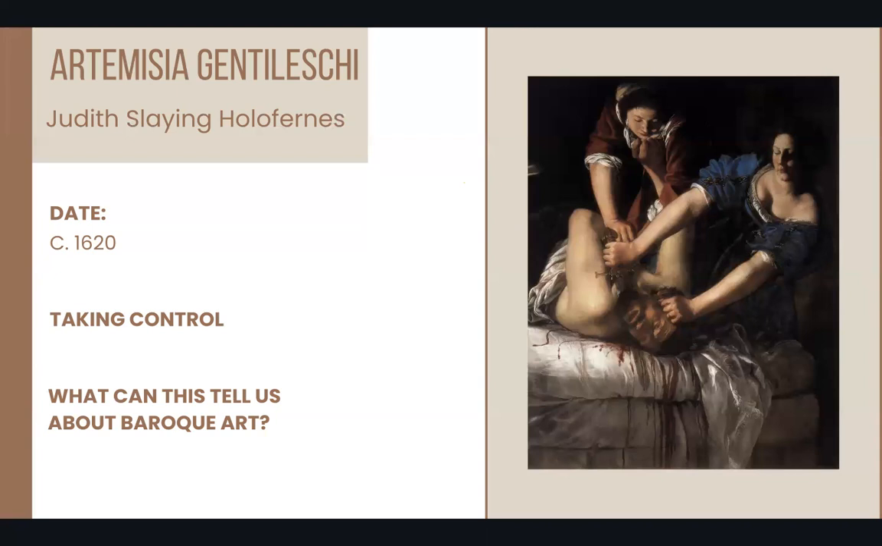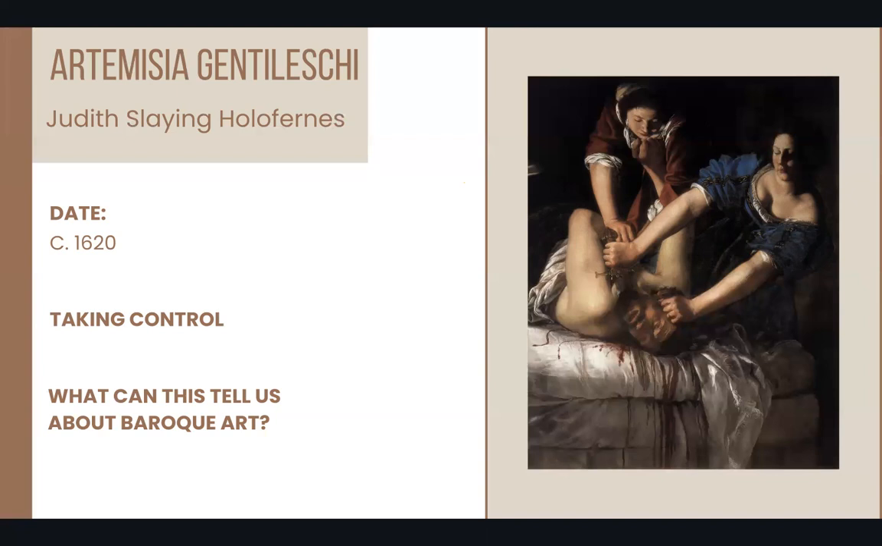Now, if you look, we don't really have a setting. The story tells us that it takes place at night in a tent, so it makes sense that it was dark, but Artemisia is using this to her advantage. Not only does it add a stealthiness to it, right, their faces are in shadow, but it forces us, it confronts us with this violent and gory image.